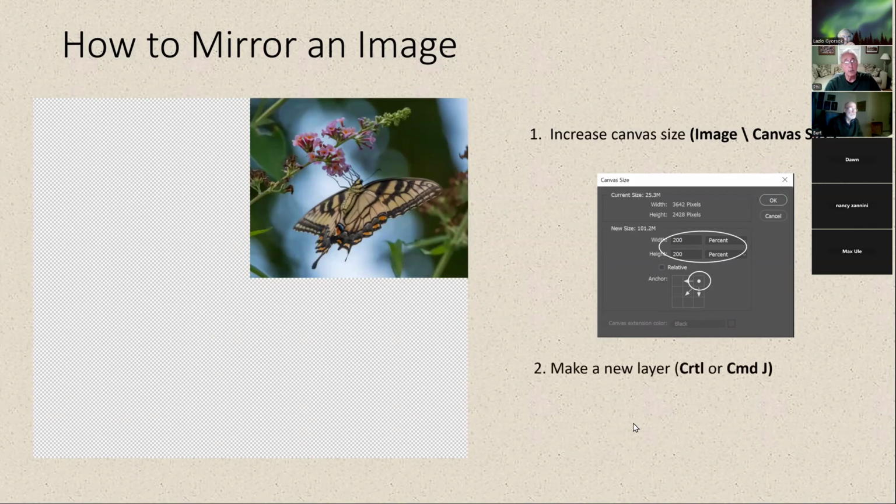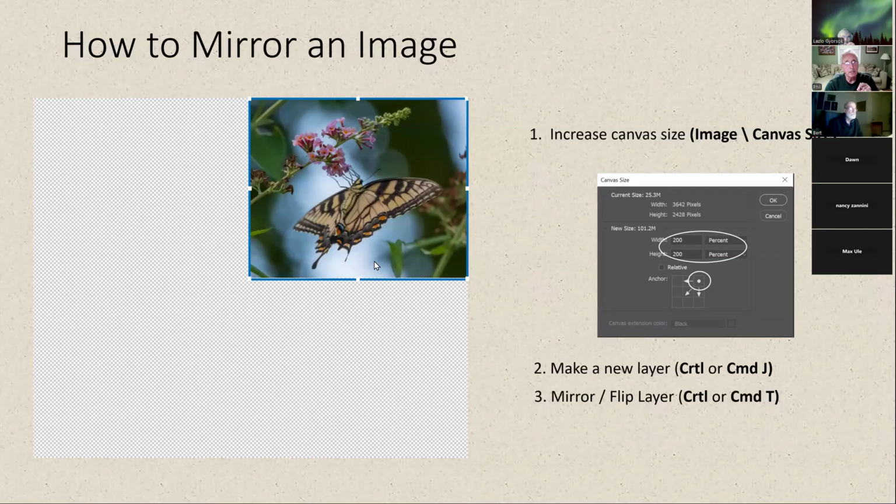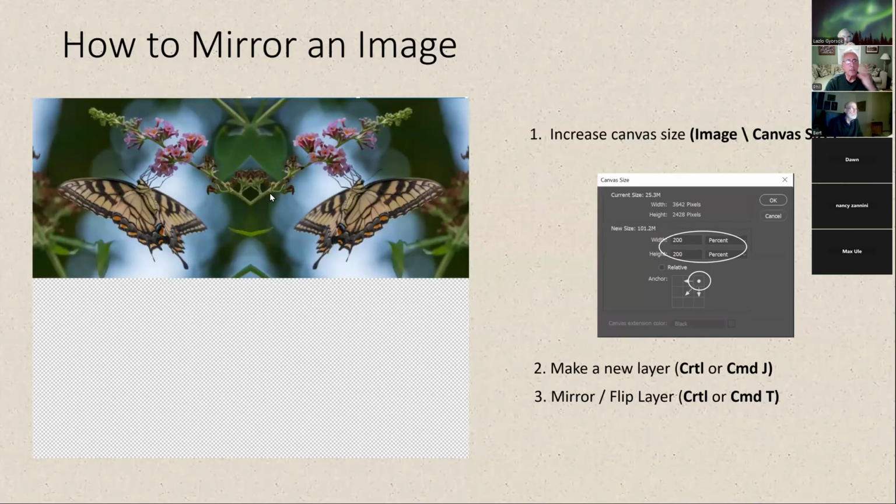And so here's how we do it. We're going to make a copy of this with Control or Command J, and then we're just going to flip it. And we're using the transform tool, which is Control or Command T. And when you do that, you'll see this blue box appear around your image. And if you touch the right square here, and you just click and drag that to the other side, it's basically like taking that layer and flipping it like the page of a book.